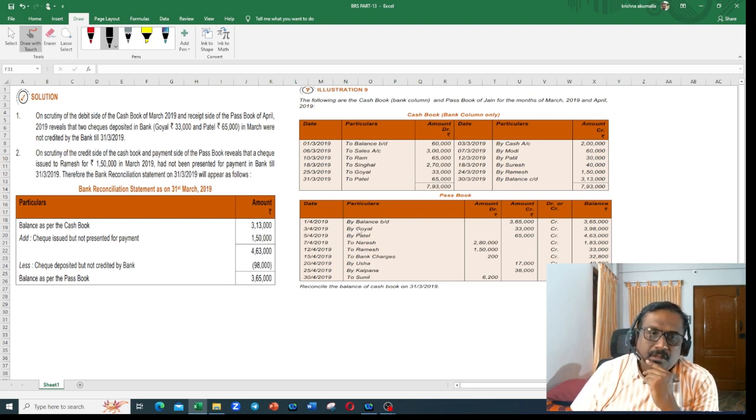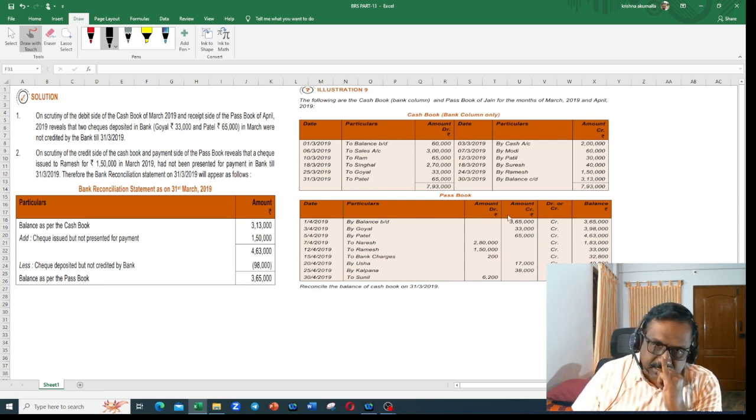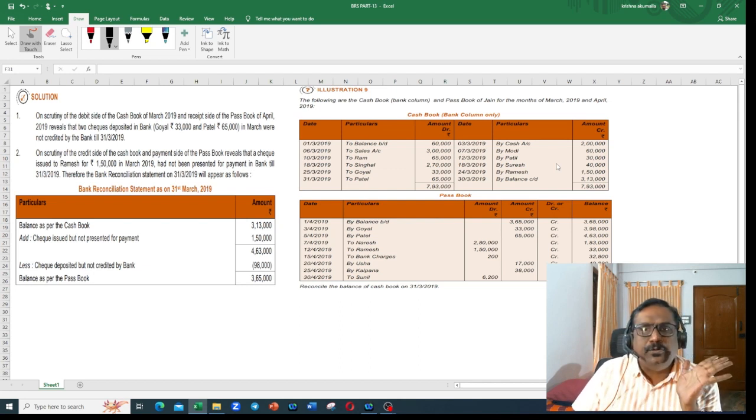So what we need to do, as I said, the first step is: take receipts of the cash book and compare them here. Then take receipts here and compare them there. Second step. Third, take payments here and compare them with payments there. Third step. Take payments here and compare them there with the cash book. Fourth step. That's all. These 4 steps we are going to do. Are you able to understand my point?